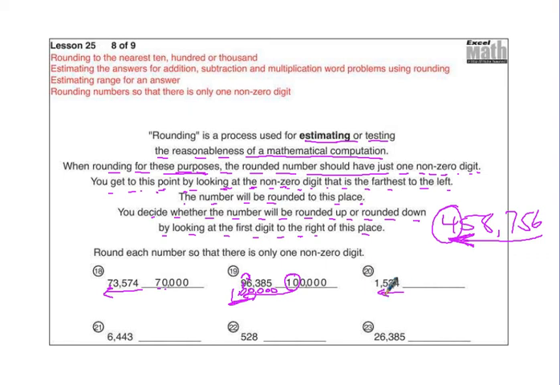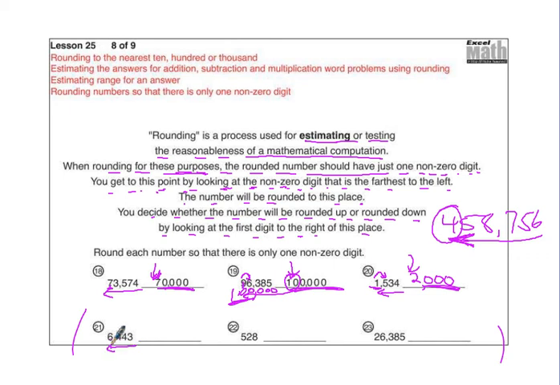Again, all the way to the left, that's the 1. We look to the right and we see that 5, which bumps the 1 up to a 2. So that's 2,000. Notice that my answers all have only one digit that's not a 0. Everything else has to be zeros. Only one number that's not a 0. Okay, you go ahead and try 21 through 23. Pause the video, turn it back on when you're ready for the solutions.